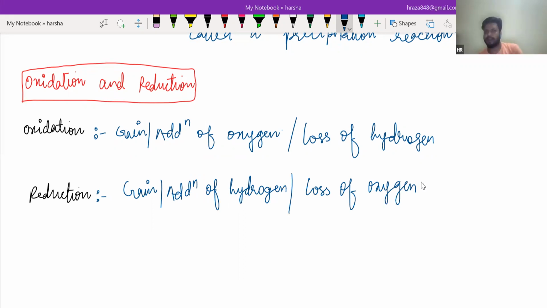So basically these are inverse. If we define oxidation in terms of oxygen, gain of oxygen is called oxidation. If we define reduction in terms of oxygen, loss of oxygen is called reduction. If we define oxidation in terms of hydrogen, loss of hydrogen is called oxidation. And if we define reduction in terms of hydrogen, gain of hydrogen is called reduction. Is that clear, everyone? Yes, sir. Abdullah and Hamna.